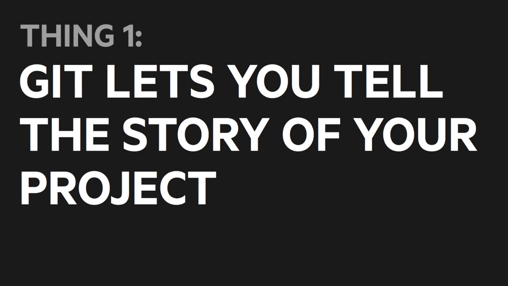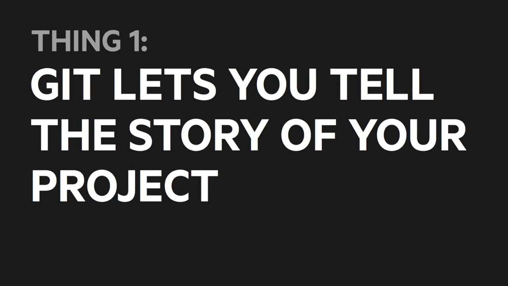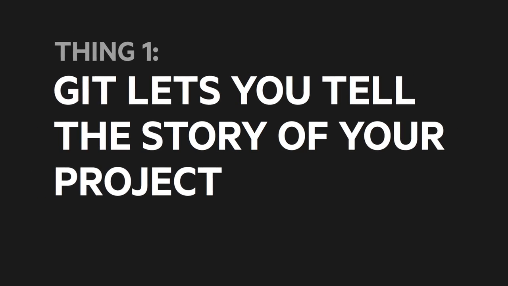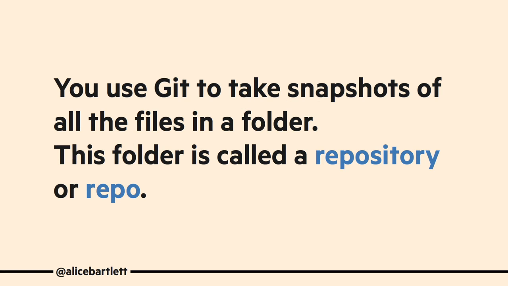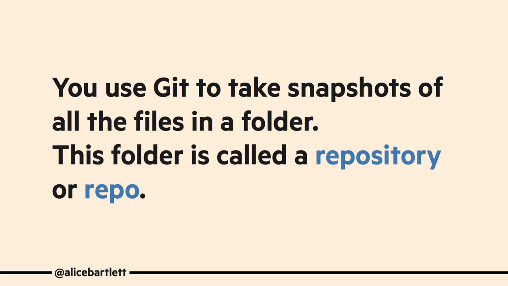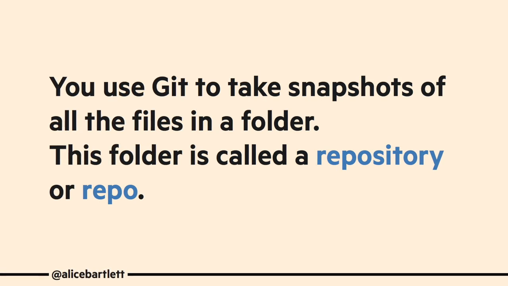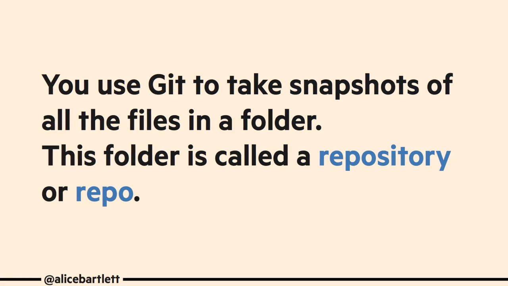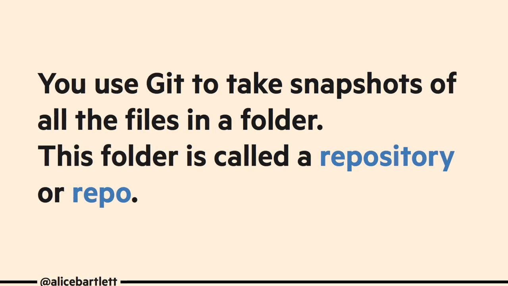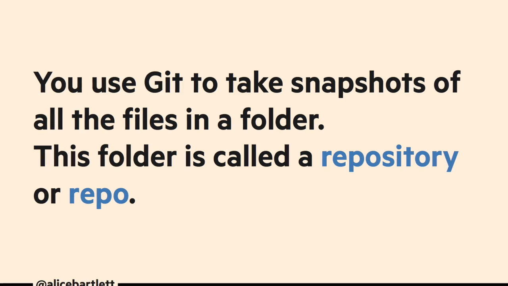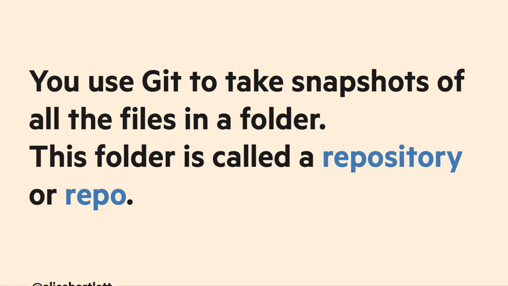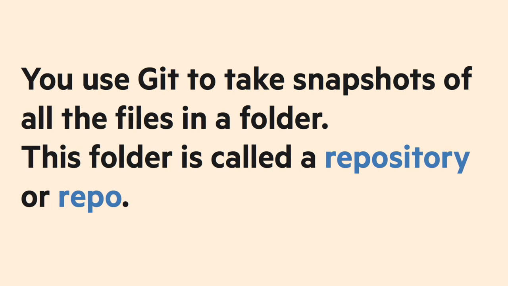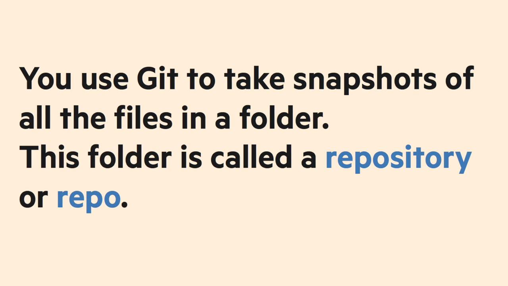So the first thing that Git does is it lets you tell the story of your project. So you use Git to take snapshots of files in a folder, and this folder is called a repository or repo. That's really just any folder on your computer can be a repository, and everything in it you therefore probably care about with Git. It could be a folder of code, or it could be a folder of just JPEGs, or you know, just any folder. And that, in Git land, is called a repository, or sometimes abbreviated to repo.